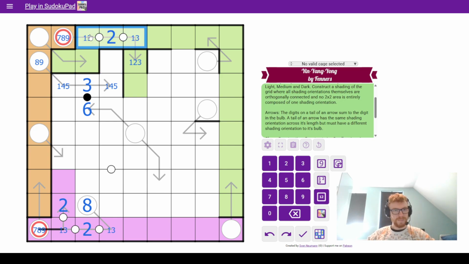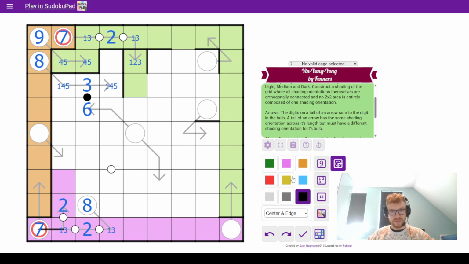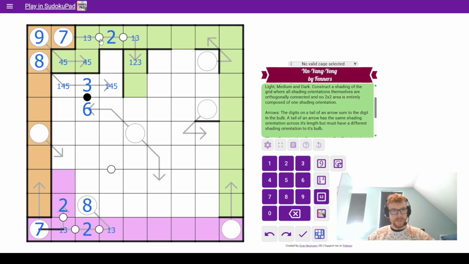Now this arrow cannot contain 1, 2, or 3 anymore, so it contains 4 and 5, making that a 9, making that an 8, making that a 7, making that a 7. That's going to make me remove that red circle because I don't like it anymore. Making that a 1. That's a 3. That's a 1. So 1, 2, 3, 4, 5.